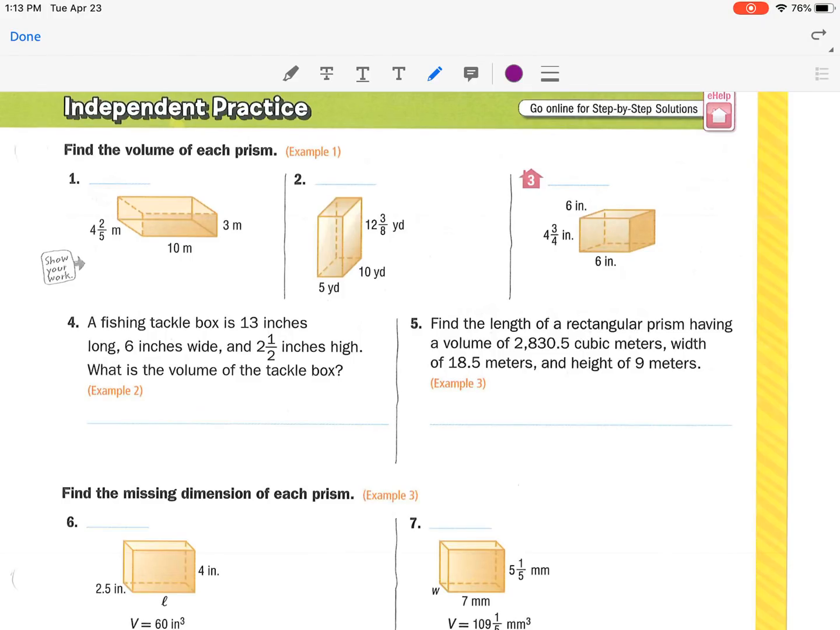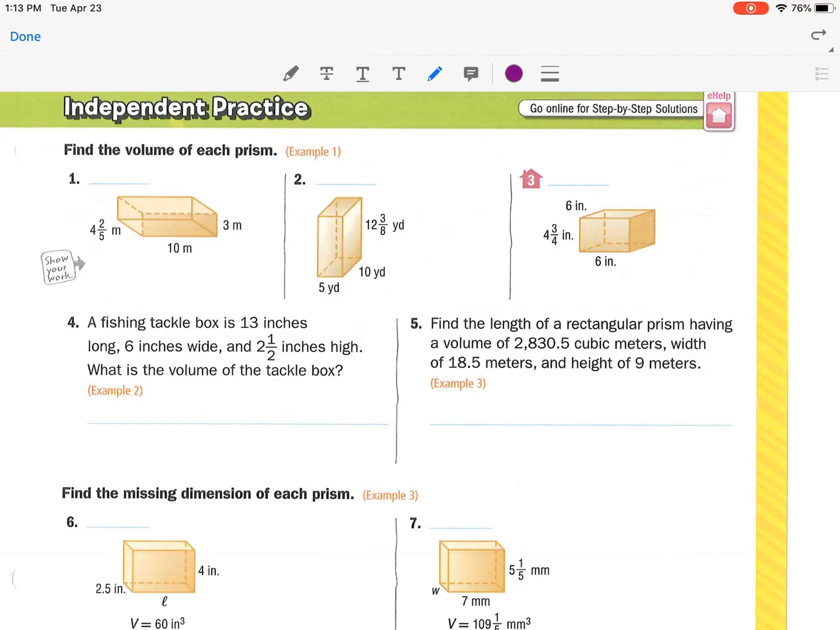So let's take a look at this first one. Find the volume of each prism. So make sure you have your calculators out. So 4 2/5, which if we know fifths, we should know that 2/5 is the exact same as 4/10, so it's 0.4.